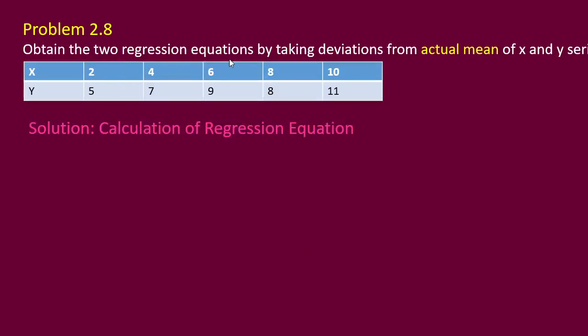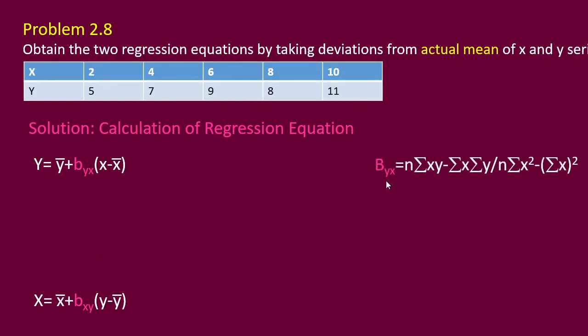So the regression equations that you need to obtain. Calculation of regression equations. I hope you remember the formula for regression equation: y equals y bar plus byx into x minus x bar, and x equals x bar plus bxy into y minus y bar. For these formulas, y bar and x bar we can calculate from this table. Along with that, we need to calculate byx and bxy. I hope you remember the two formulas to calculate byx and bxy.